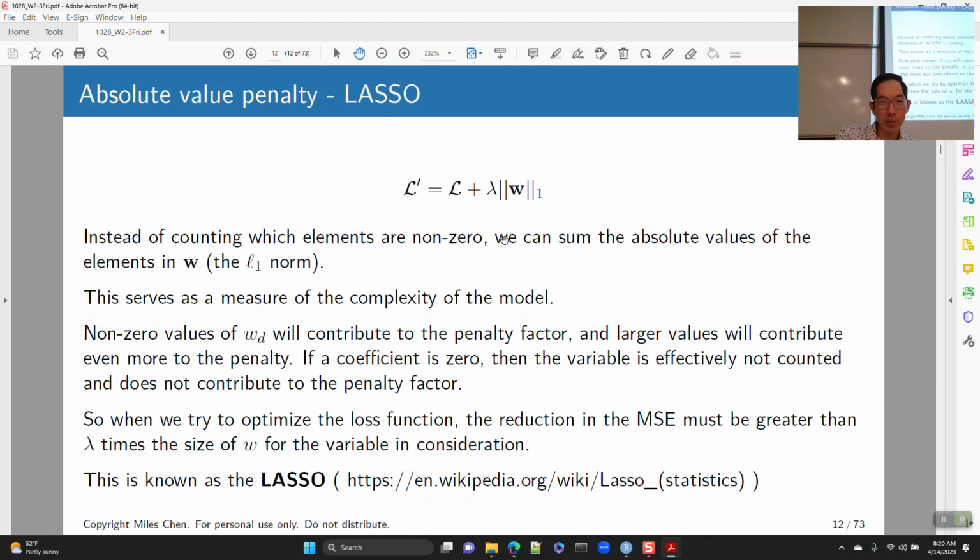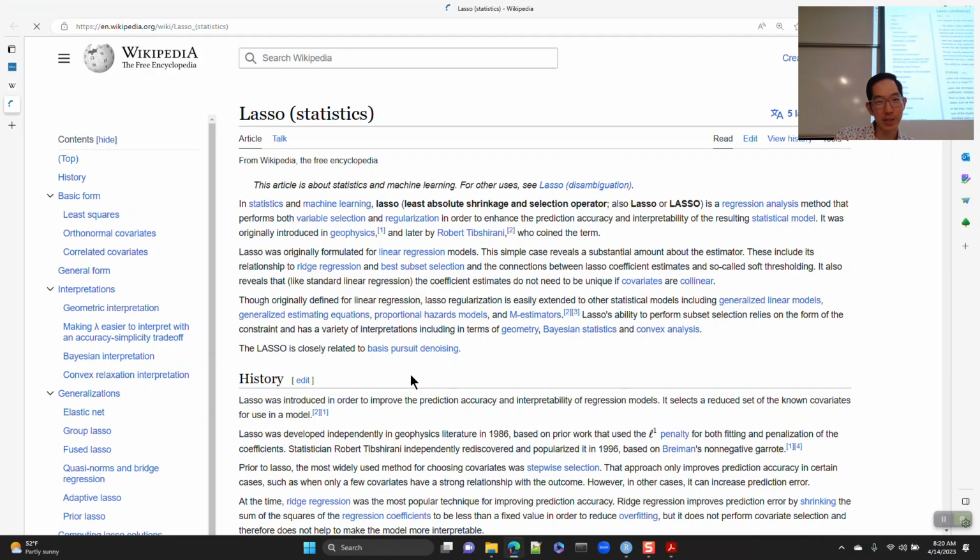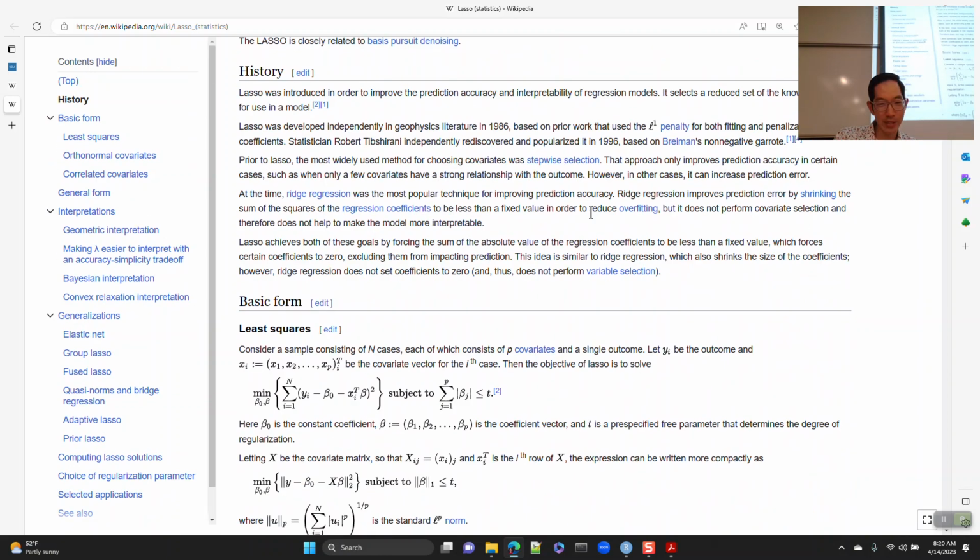When we use the L1 norm, this thing is called the lasso. I forget what lasso stands for. Least absolute shrinkage and selection operator. Okay, that's what it stands for, lasso.